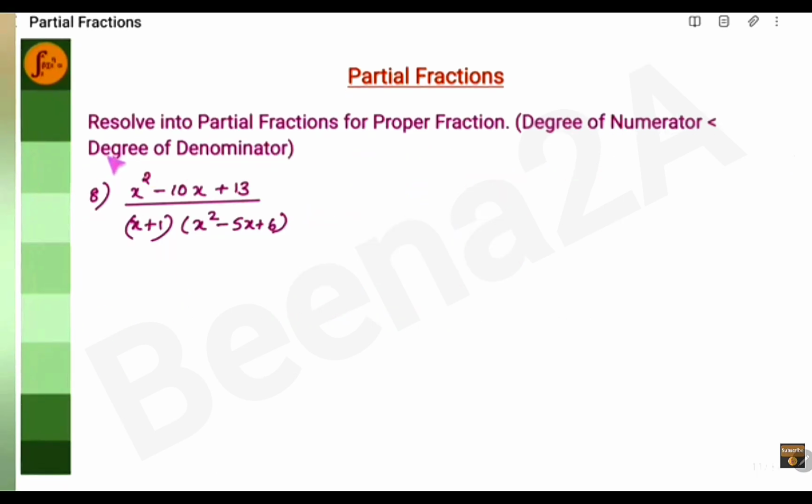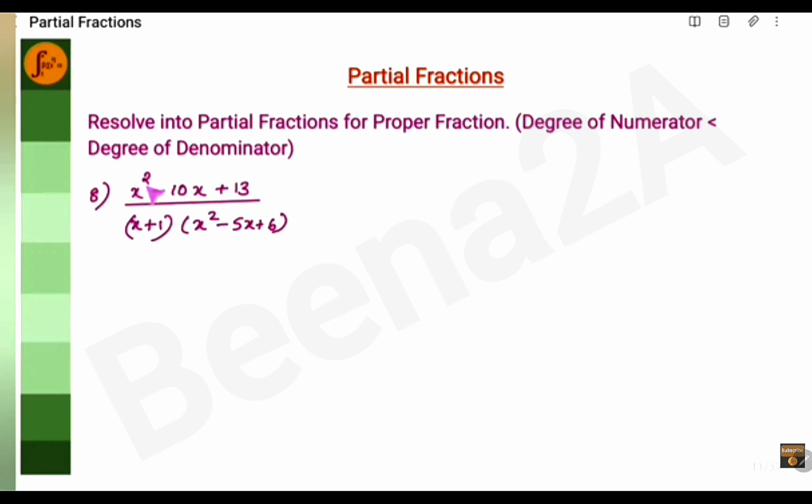Now let's take another problem, slightly more complex. Here we have both linear equation and quadratic equation in the denominator. So let's solve this. But let's remember, every time before starting the problem, you'll have to figure out if it is a proper fraction or improper fraction. So we'll have to look at the degree of the numerator and degree of the denominator equations and then determine if it is proper or improper.